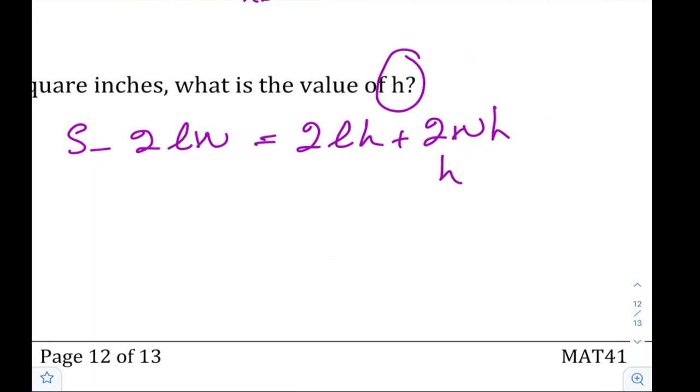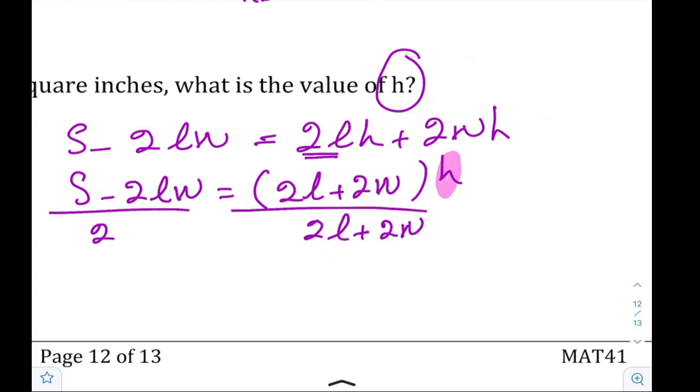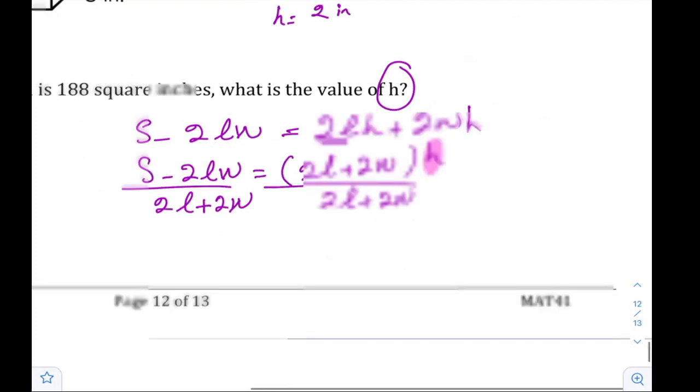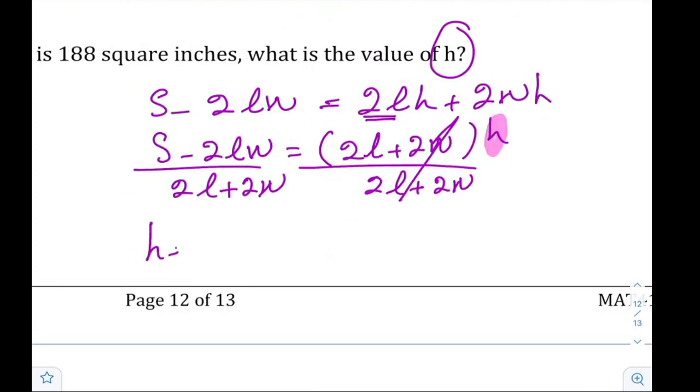So I will take H as common factor, and I will write the leftovers. And now you need H alone. So you will divide by 2L plus 2W. And here you will divide by 2L plus 2W. So this is H. Now, after you isolate the H, now you can replace.